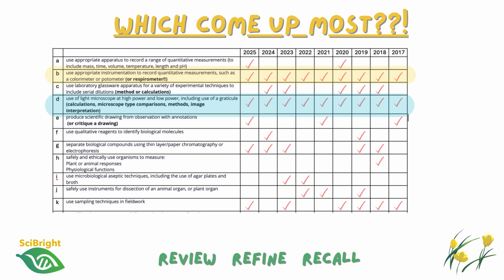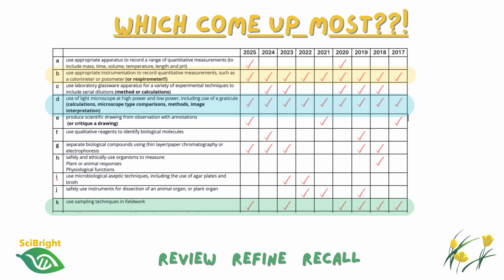Next, let's look at D, use of the light microscope at high power and low power, including use of the graticule. Now, there's so many ways they can test your understanding of microscope skills. Unsurprisingly, it has come up a lot. So when you are revising, make sure you practice your microscope calculations and you practice interpreting electron microscope images. Examiners love these. Know the importance of steps when making slides, especially for CPAC 2, and be able to describe how you use the microscope, including how you use your stage micrometer.